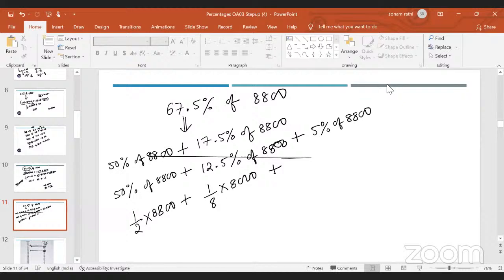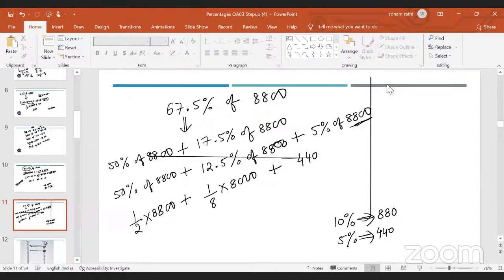Now what is 10% of this number? 880. Not only 88, it will be 880. Only the last digit is removed in 10%. So if 10% is 880, so 5% will be how much? Half of it, 440. Correct.